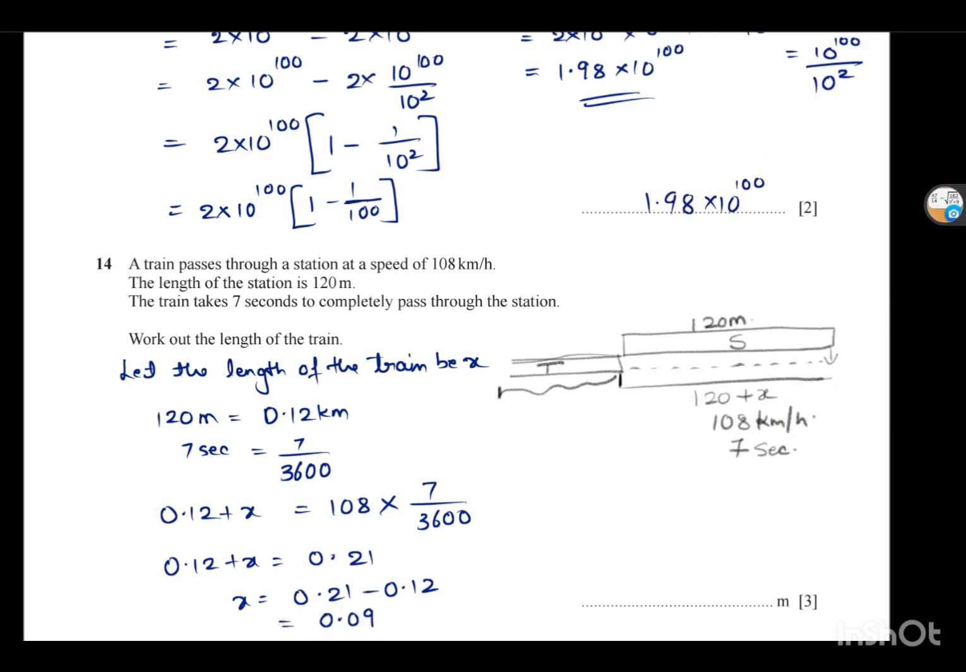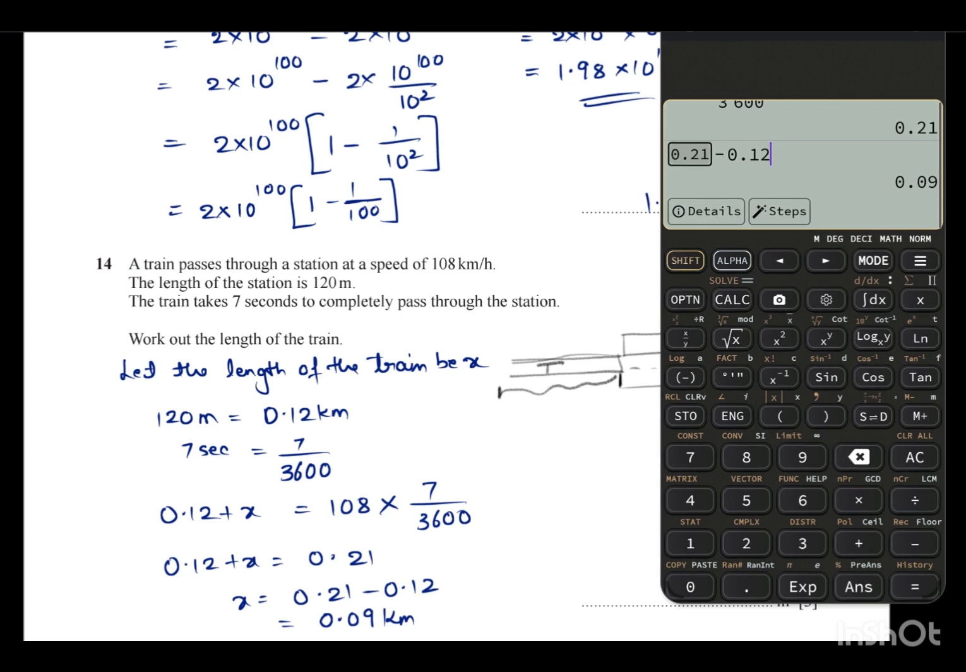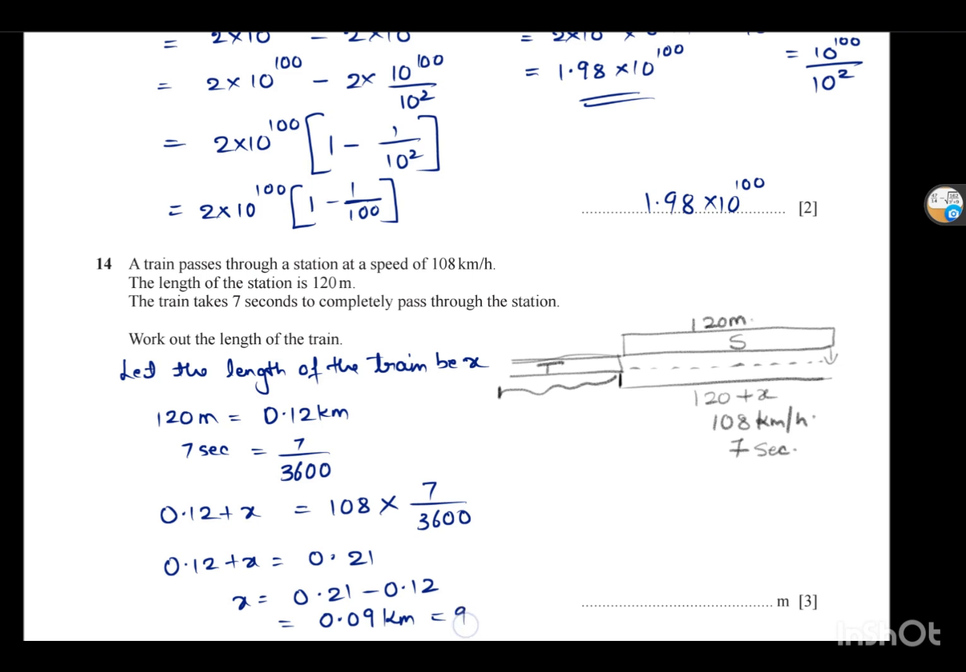0.09. Now this is in kilometers, because everything we have taken is in kilometers. So convert that into meters. 0.09 into 1000 is 90. So it is equal to 90 meters. So 90 is the answer.